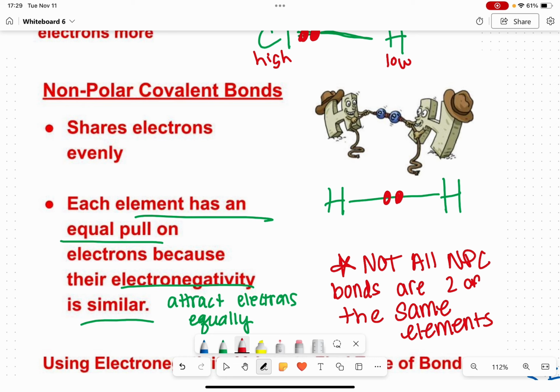So for a comparison for you, nonpolar covalent bonds would be like divorced parents, where the kids spend equal time with their parents.